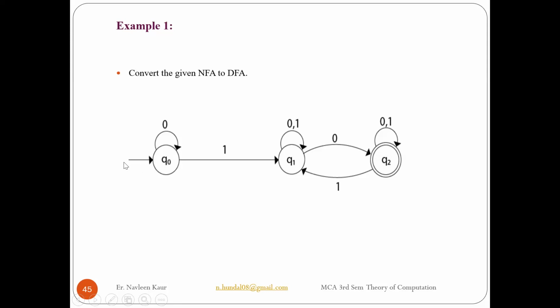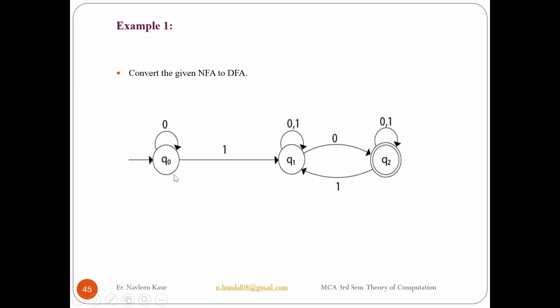Yes, because there is an empty arc coming towards it. So this is my starting state, and this Q2 is going to be my final state. The total number of states are Q0, Q1, and Q2. This is my NFA. In an NFA, what is Q? Q is the set of states. So Q is Q0, Q1, Q2.